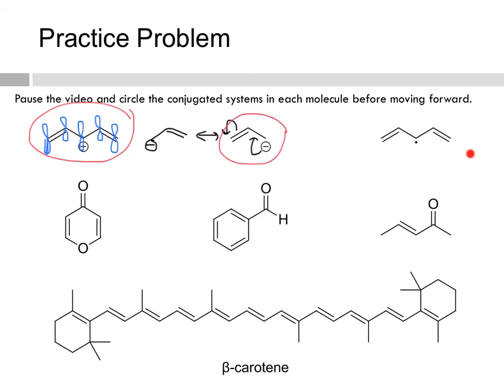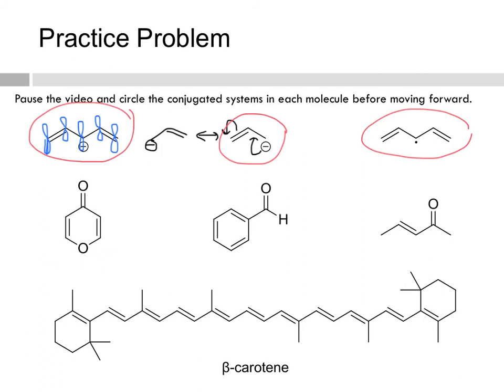Likewise for this radical. Remember that you can delocalize this radical using resonance and have a radical here as well as here in 2 different resonance forms. And I would recommend that you draw that for practice. And this whole system is also conjugated. Now let's look at the next 3 compounds.